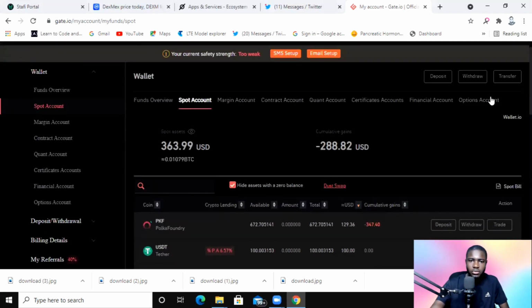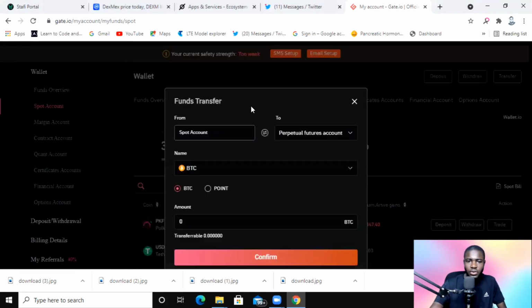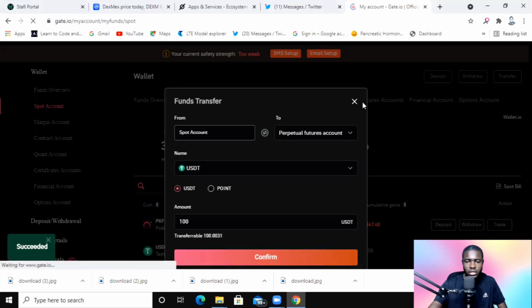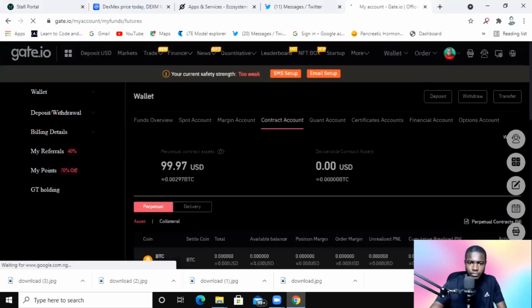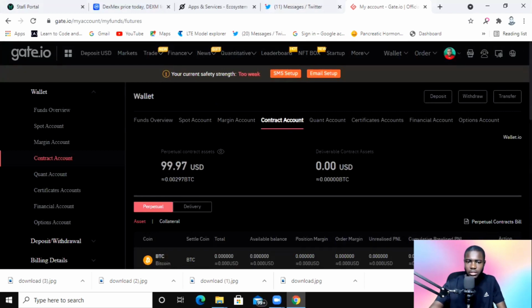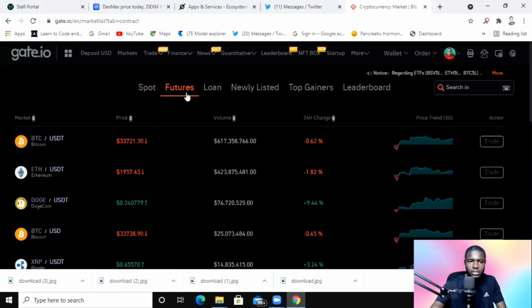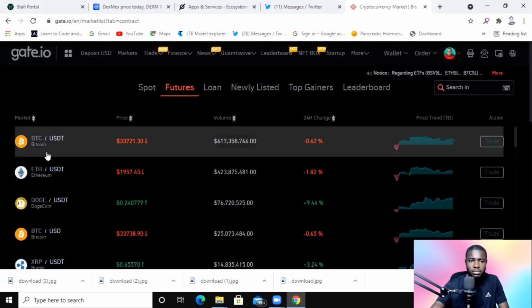So what we are going to do next is we are going to go to transfer, right? Transfer right here. So we click on transfer, and you can see you can transfer from spot account to perpetual futures account, right? So it's not BTC I'm using, so I'm going to click on USDT, right? So when I click on USDT, in amount I put 100 USDT, 100, right? And I click on confirm. So 100 USDT has been transferred to my futures account right now. So if I click on contract account right now, you can see my 100 USDT is in my contract account, right? So I'm just going to go back to the futures market, and for the purpose of this tutorial, I'm going to be using BTC USDT.